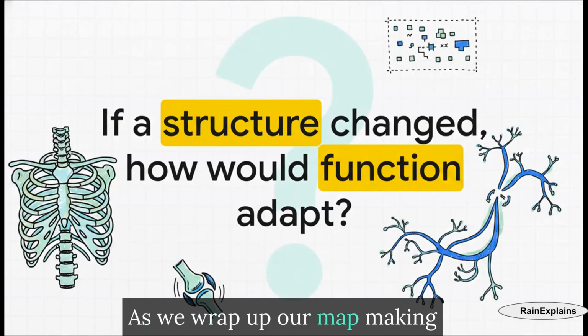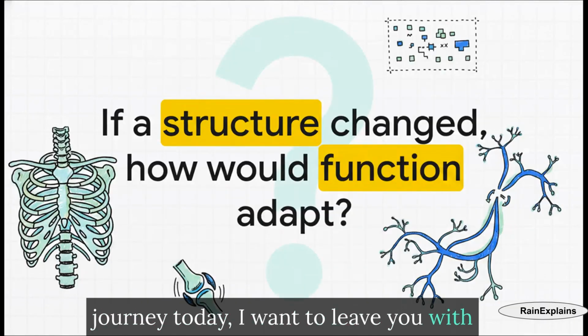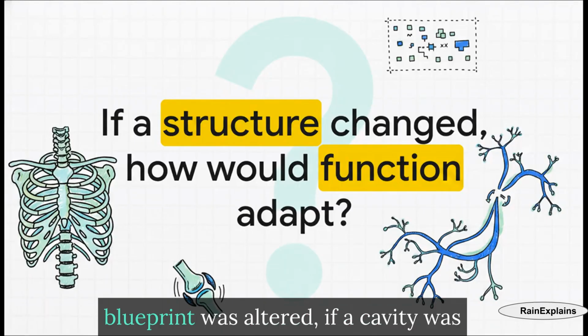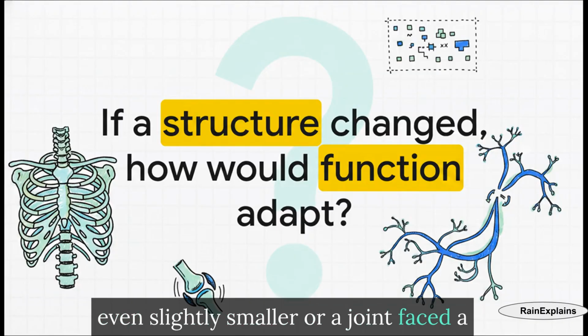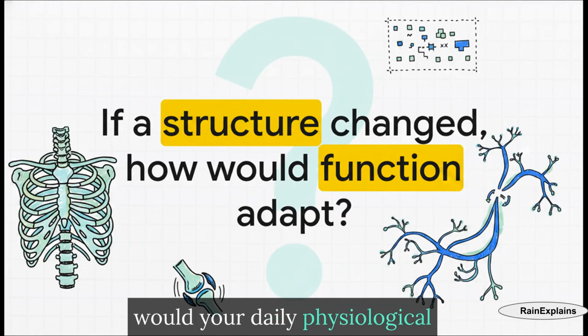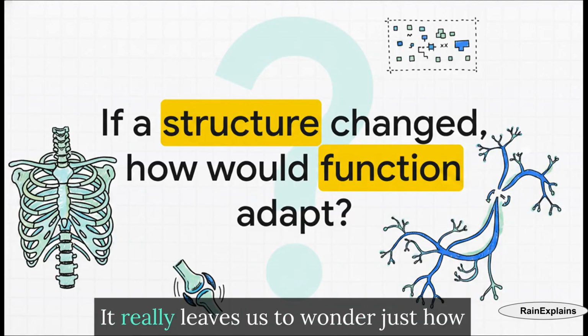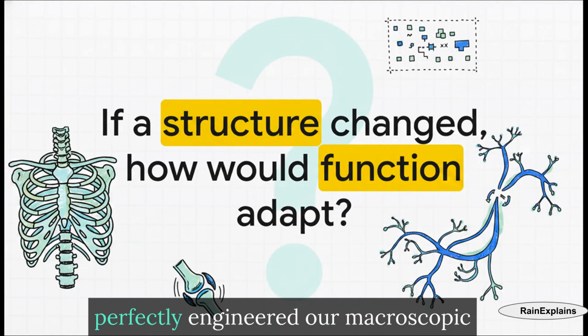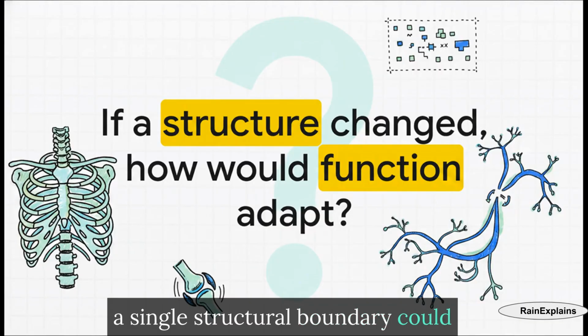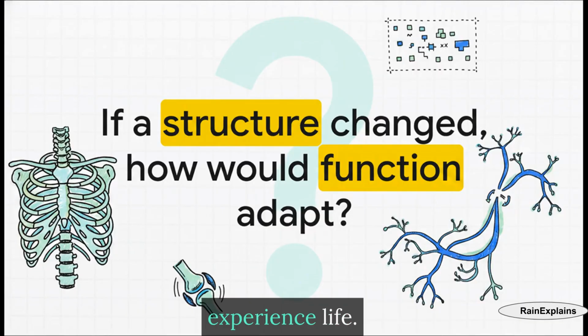As we wrap up our map-making journey today, I want to leave you with something to really chew on. If just one element of your structural blueprint was altered, if a cavity was even slightly smaller, or a joint faced a slightly different plane, how drastically would your daily physiological functions change? It really leaves us to wonder just how perfectly engineered our macroscopic map actually is, and how altering even a single structural boundary could completely rewrite the way we experience life.